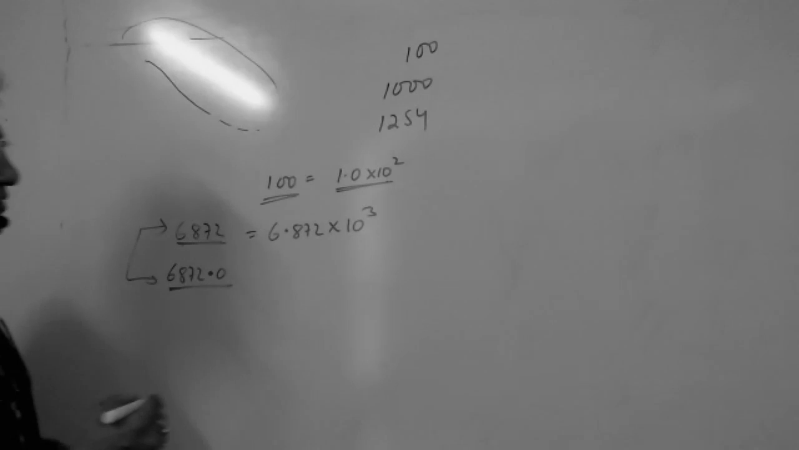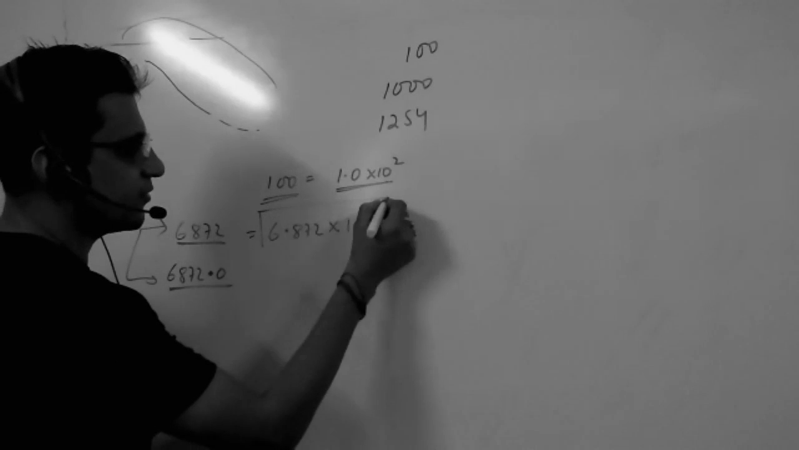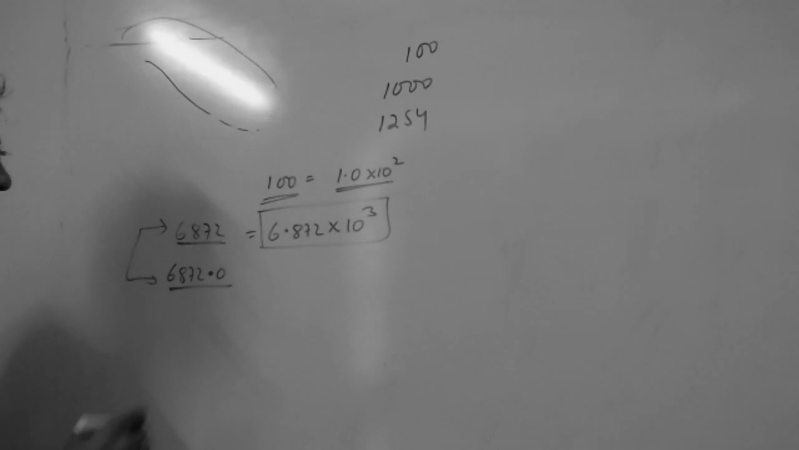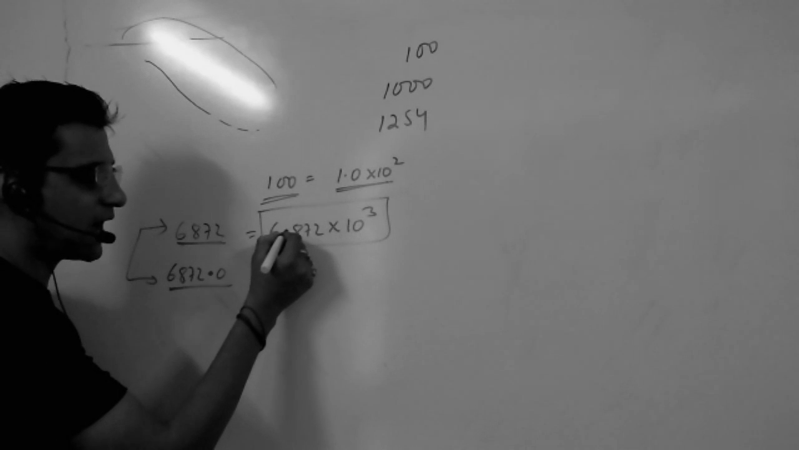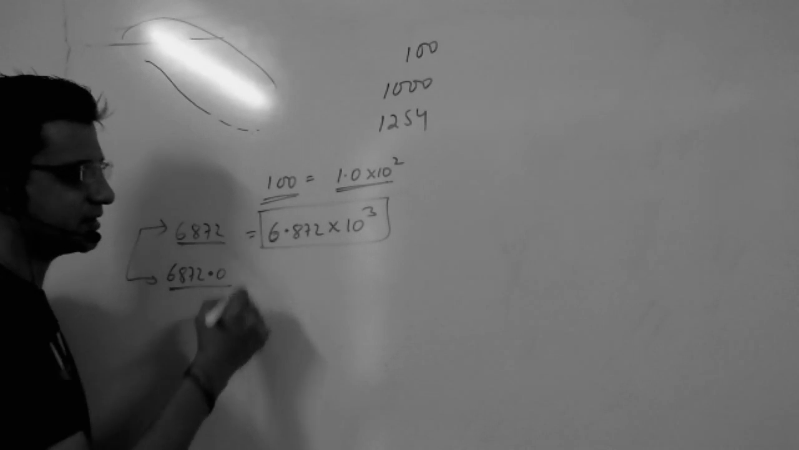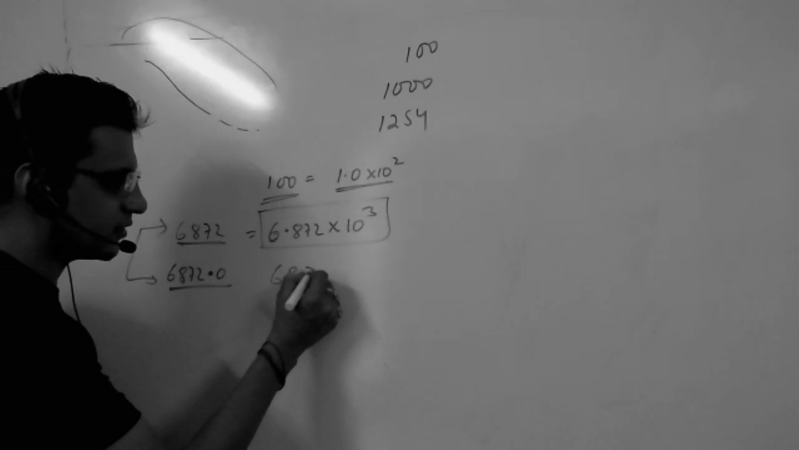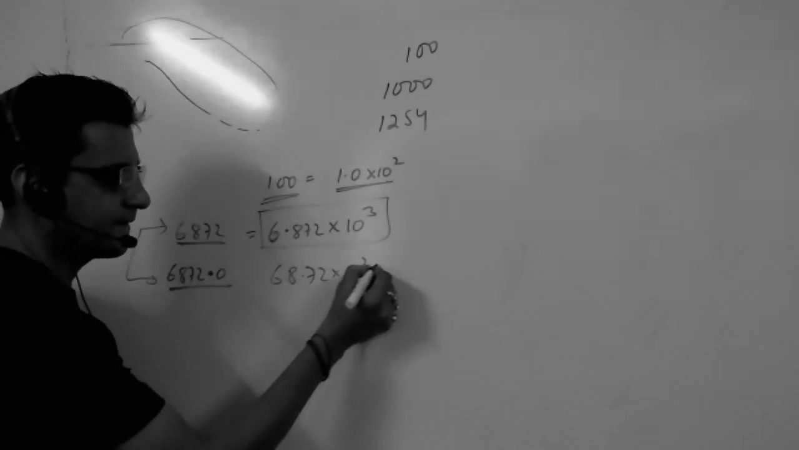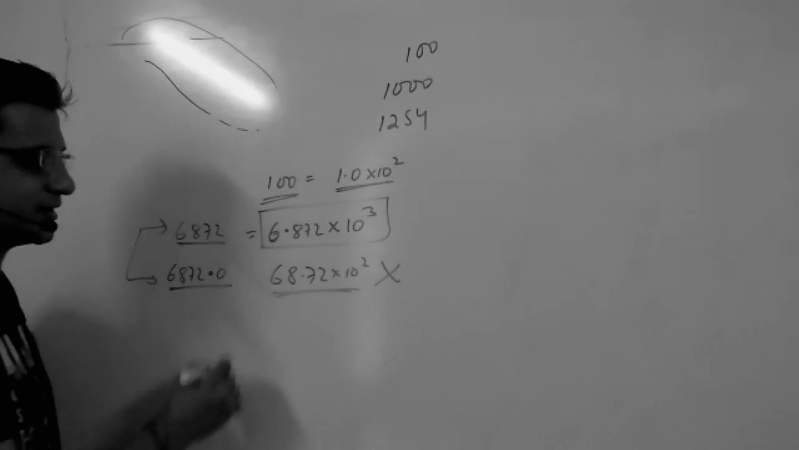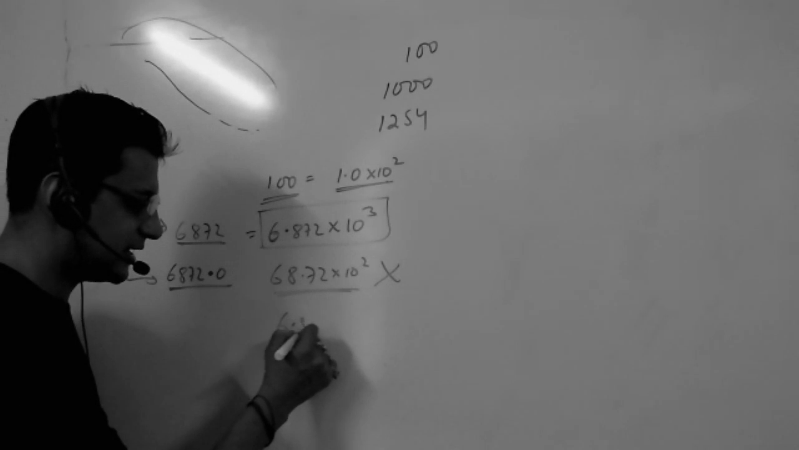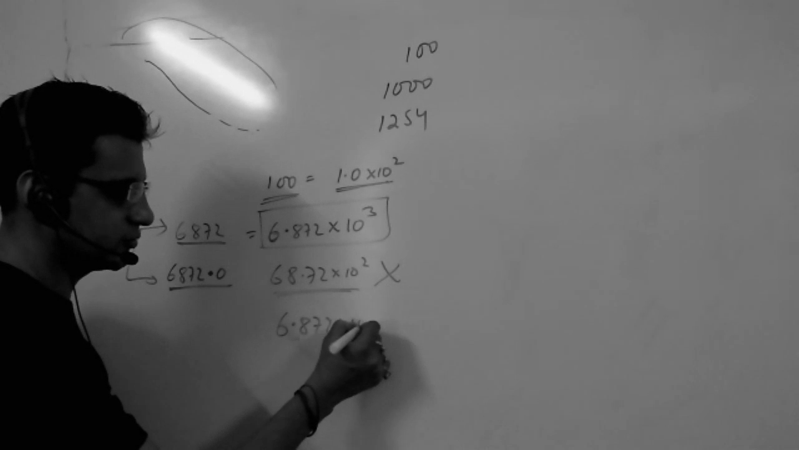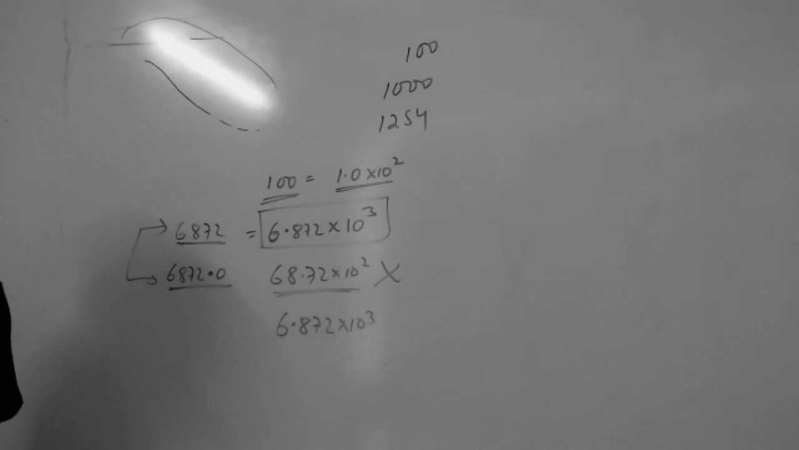So first of all, understand what the standard way of writing is. The standard way of writing is this one: 6, and after that, whatever comes after the decimal. This is not the standard way of writing. It should be 6.872 into 10 to the power 3. Is it clear? What is the standard way and how to write it?